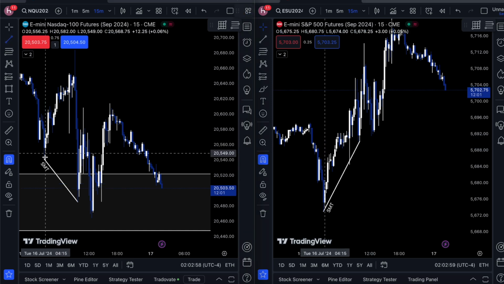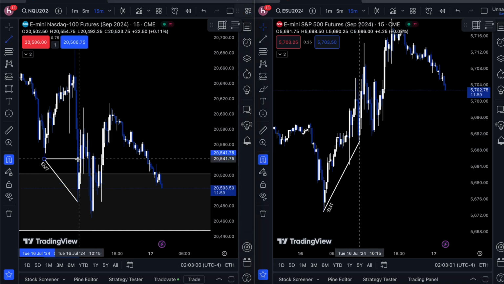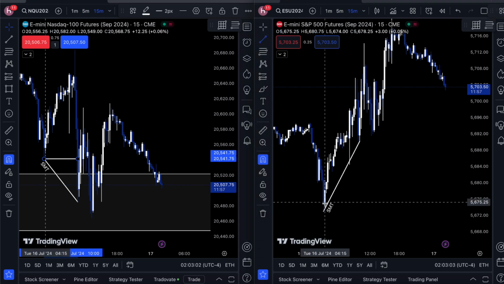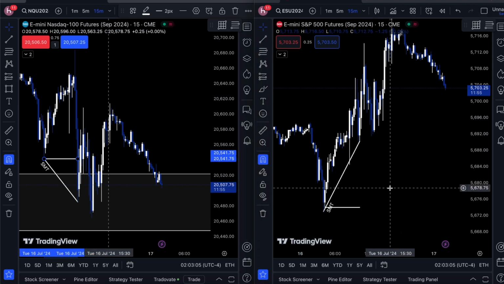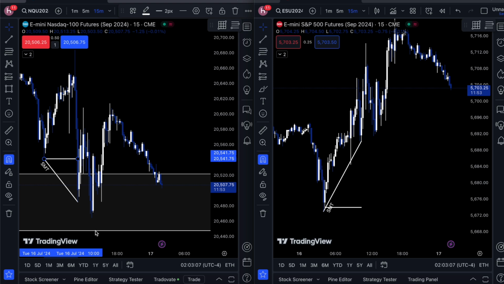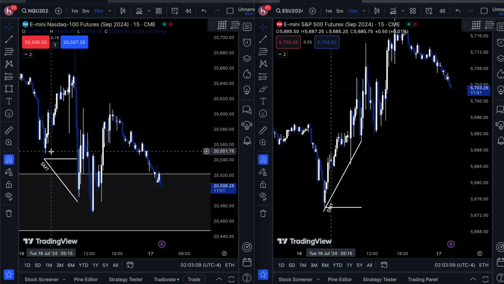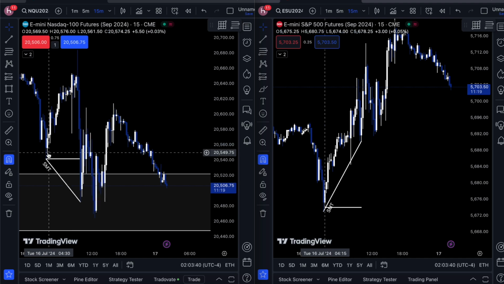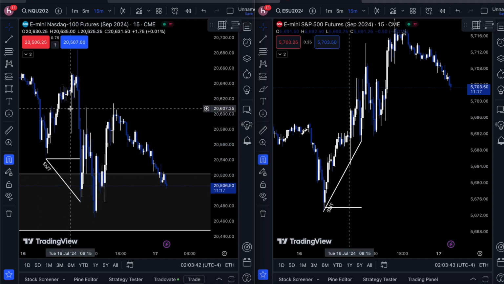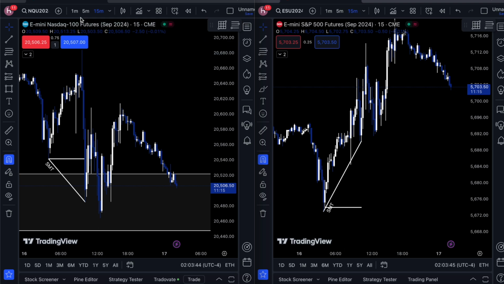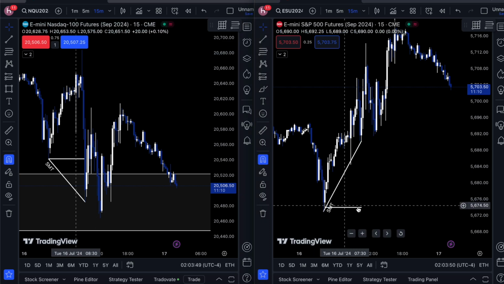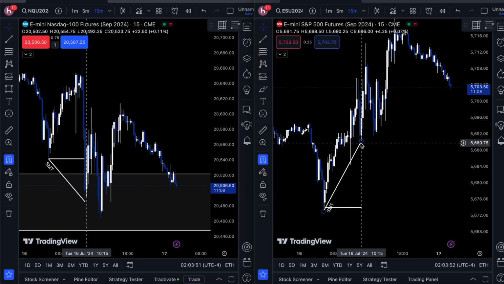Right? On NQ right here, we sweep this low, and on ES, we never sweep that low, forming that SMT. So this right here would be that SMT divergence, showing an uncorrelation of the pairs and indicating that we have a potential reversal in the market. So notice how we sweep this low right here with an SMT and then have a big displacement off of it, right? Same here on ES. We don't end up sweeping this low, but we do have that SMT formed, showing a big reversal off of it.